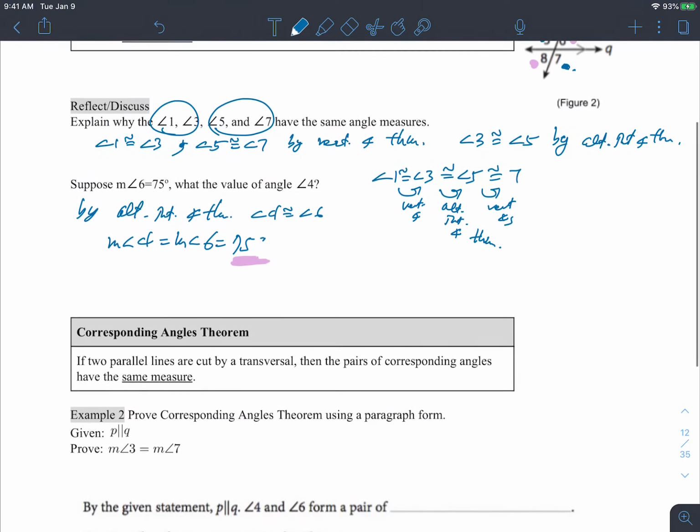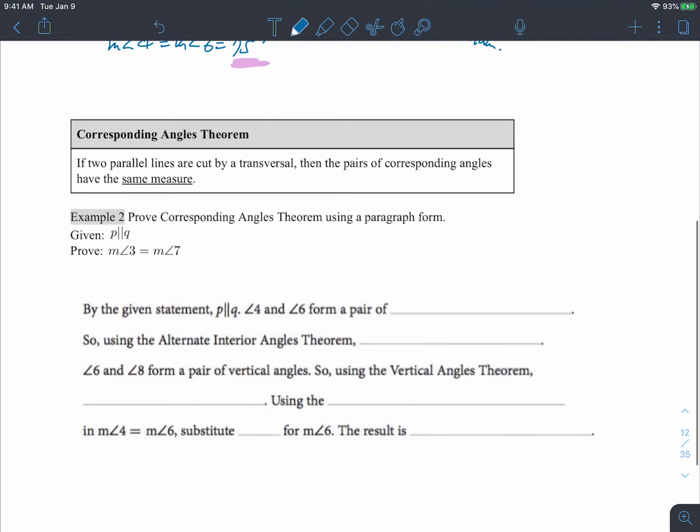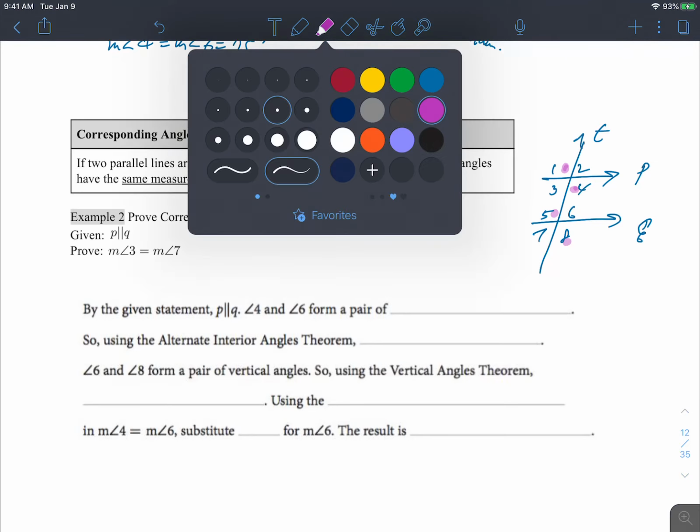We actually need this picture up there, so why don't I just copy it over? That's a P and a Q, right? And the T is over here. And that is 1, 2, 3, 4. And then we got 5, 6, 7, 8. We know that 4 and 5 are alternate interior. Yep, 7 and 8 are congruent.